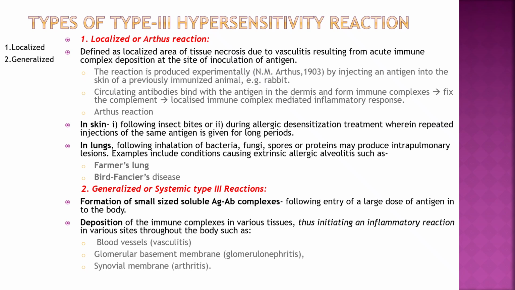Generalized or systemic type 3 reaction: formation of small soluble antigen-antibody complexes following entry of a large dose of antigen into the body. Deposition of immune complexes in various tissues initiates inflammatory reactions at various sites throughout the body, such as blood vessels, causing vasculitis; glomerular basement membrane, causing glomerulonephritis; and synovial membrane, causing arthritis.